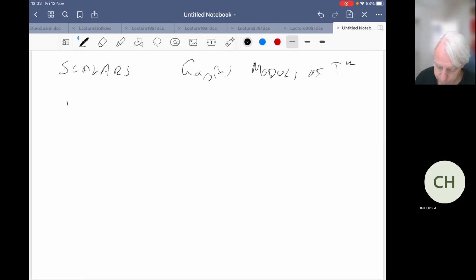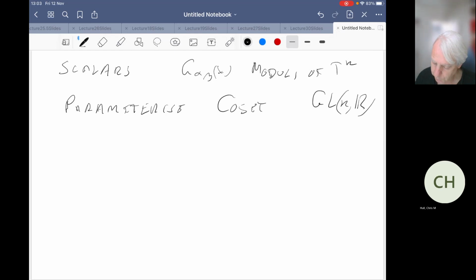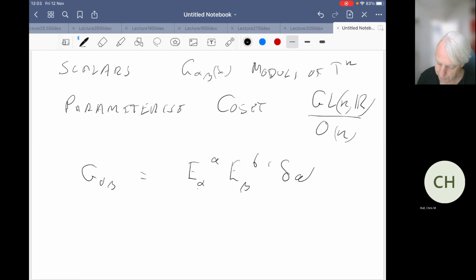These scalars in fact parameterize a coset space, which is the coset of the general linear group GL(n,R) over O(n). And we can see this by writing G_αβ in terms of a vielbein, so we can introduce E_α^A E_β^B δ_AB. So we have a vielbein, and these E's are in fact invertible n by n matrices, so they're elements of GL(n,R). So we can think of the G's as generated from the identity matrix by acting with a GL(n,R) transformation E of this kind.